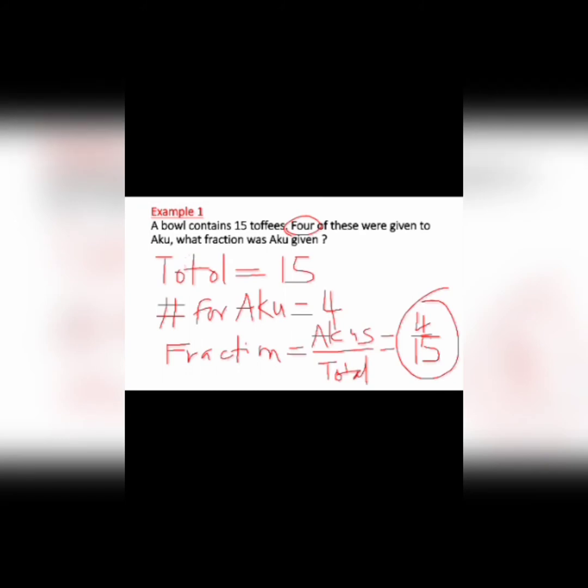Now we go on to the next one. Example 2. 2 brothers share some oranges. Kofi got 3 oranges, while Kwame got 7. Find the fractions of their shares. So Kofi got 3, while Kwame got 7. So your first step is to find the total number of oranges. So how many oranges were to be shared? Think. How many oranges were to be shared?